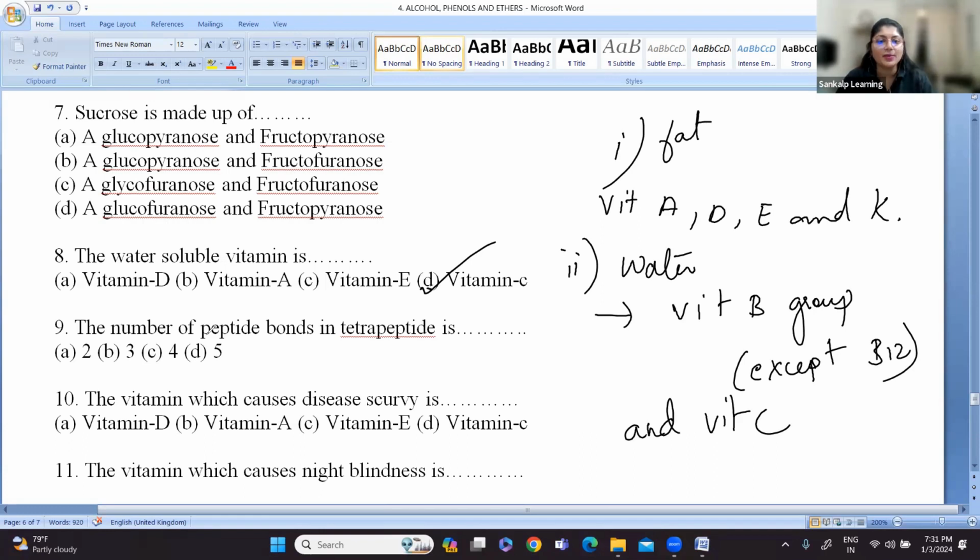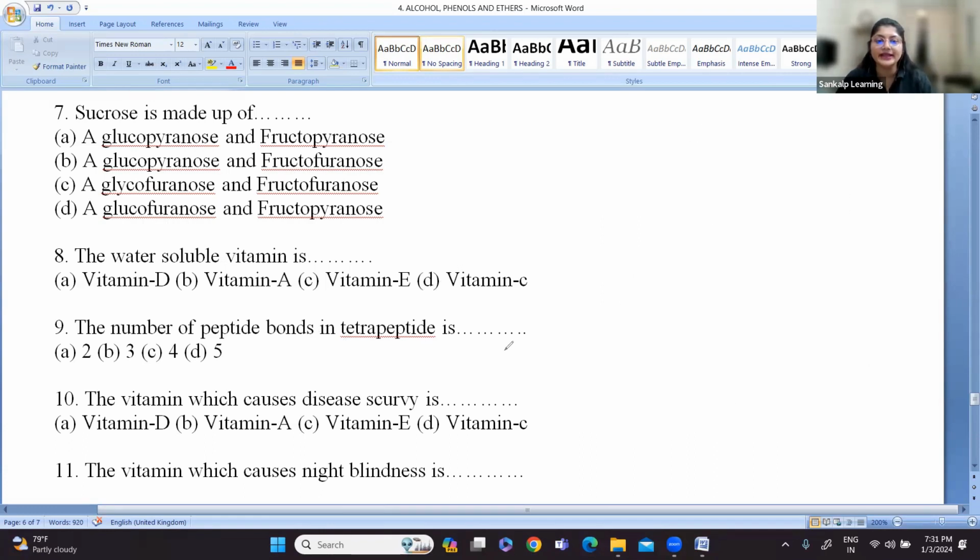Okay. Next question. The number of peptide bonds in tetrapeptide is. What do you mean by peptide bond? Vedvati and Priyanka have answered it as B. Yes, students. What are peptides? Netravati has answered it as C. Swati has answered it as B. Okay, we'll see what the answer is.